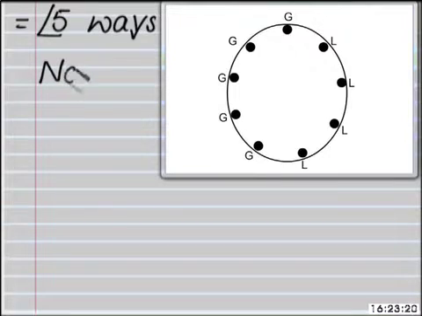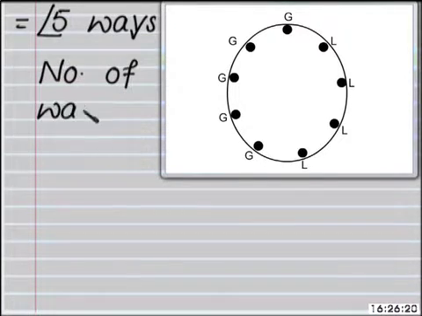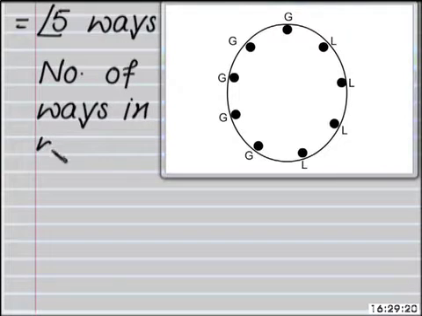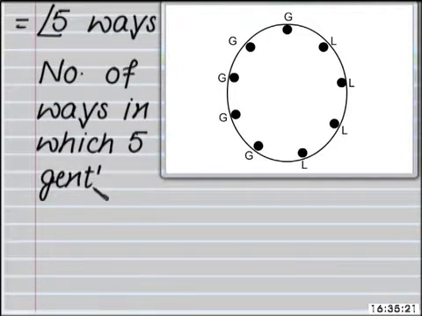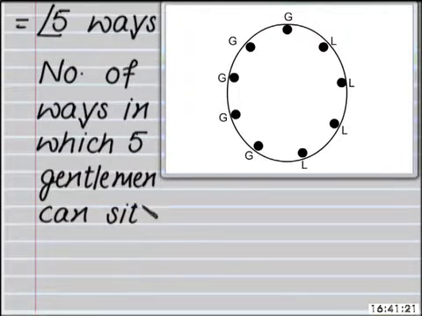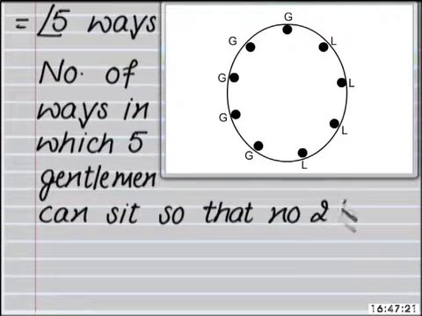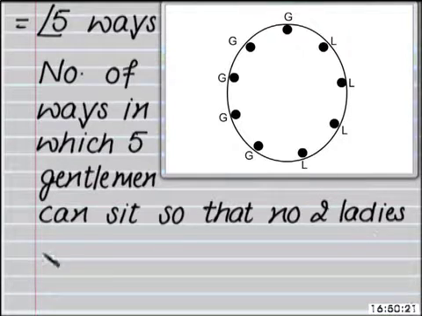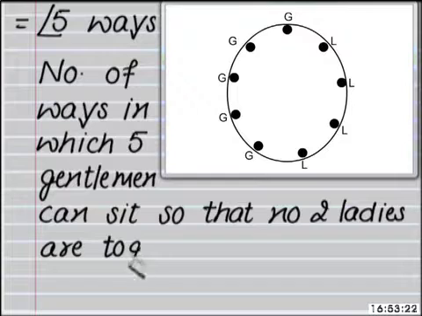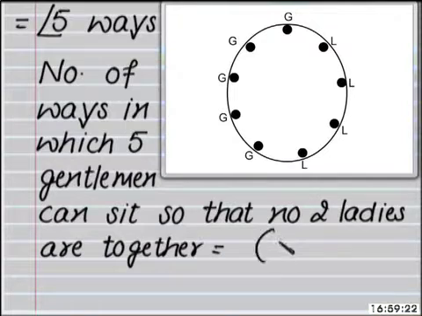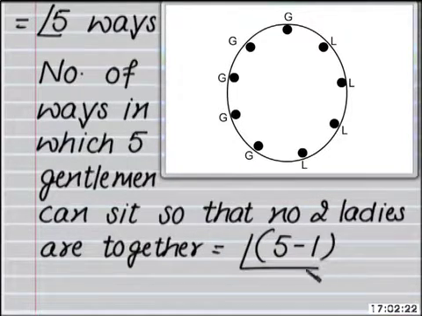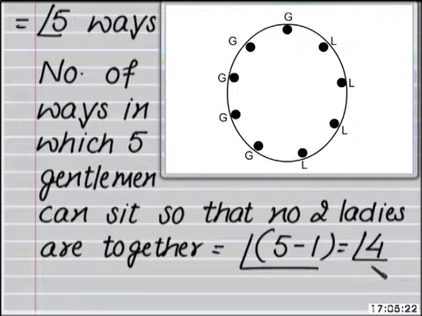Now the number of ways in which 5 gentlemen can sit so that no 2 ladies are together is (5 minus 1) factorial ways, that is 4 factorial ways.